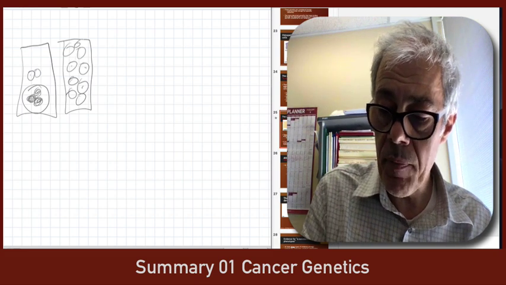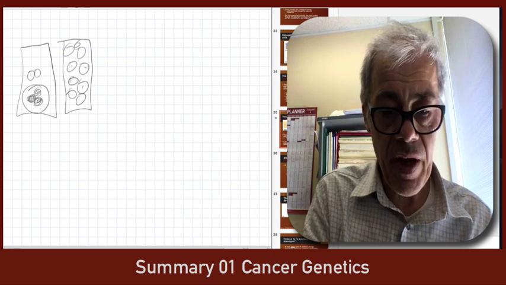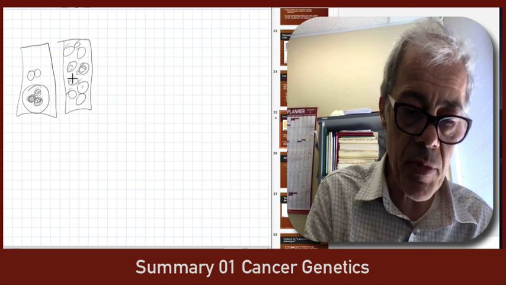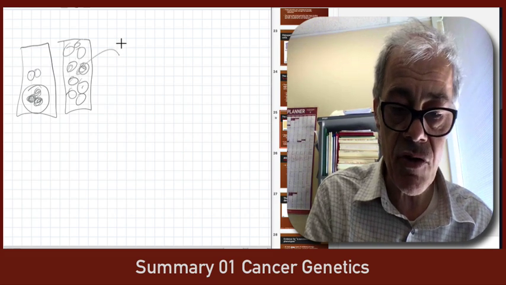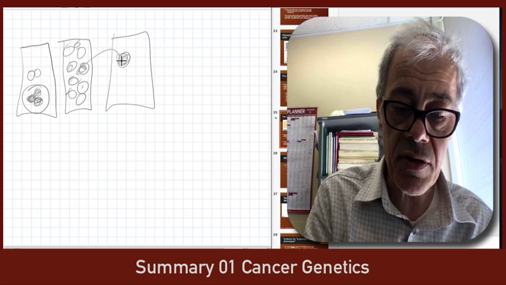So these cells will start to dominate the population, and that's what's being shown here. Okay, and then within one of these cells, which originated from these cells, another mutation occurs. And that gives it a growth advantage over the surrounding cells. So this one then starts to dominate.